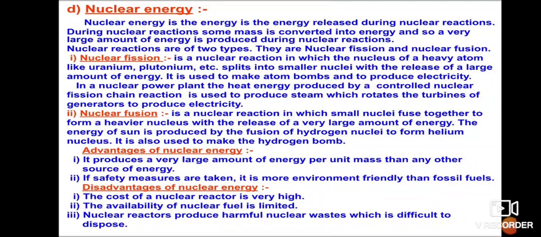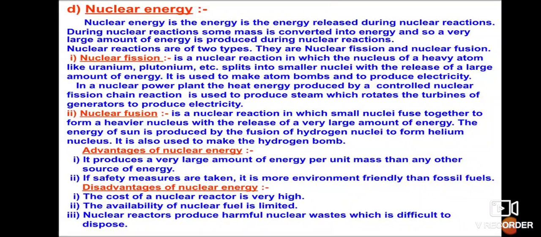This process occurs in the sun. During a nuclear reaction, some mass is converted into energy, and so a very large amount of energy is produced. Nuclear reactions are of two types: nuclear fission and nuclear fusion.